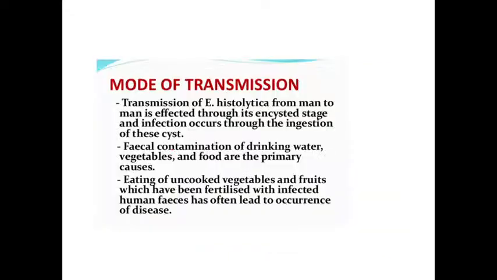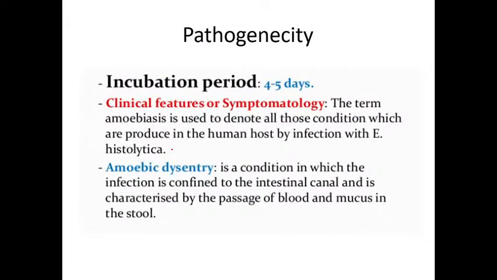Next is the mode of transmission. It is from one person to another through the cyst stage, by fecal contamination of drinking water, vegetables and food as the primary sources. So eating uncooked vegetables and fruits fertilized with the cystic forms is how the next person gets infected. The incubation period is 4 to 5 days.